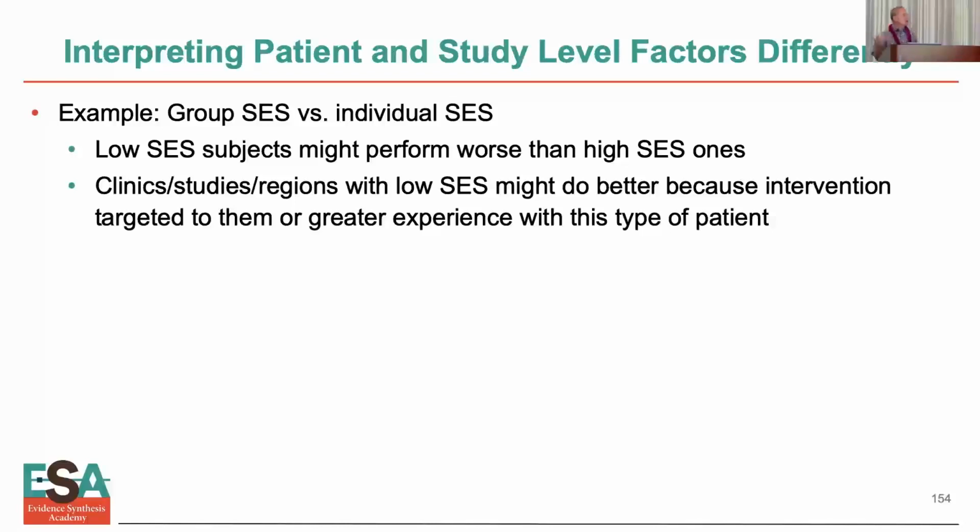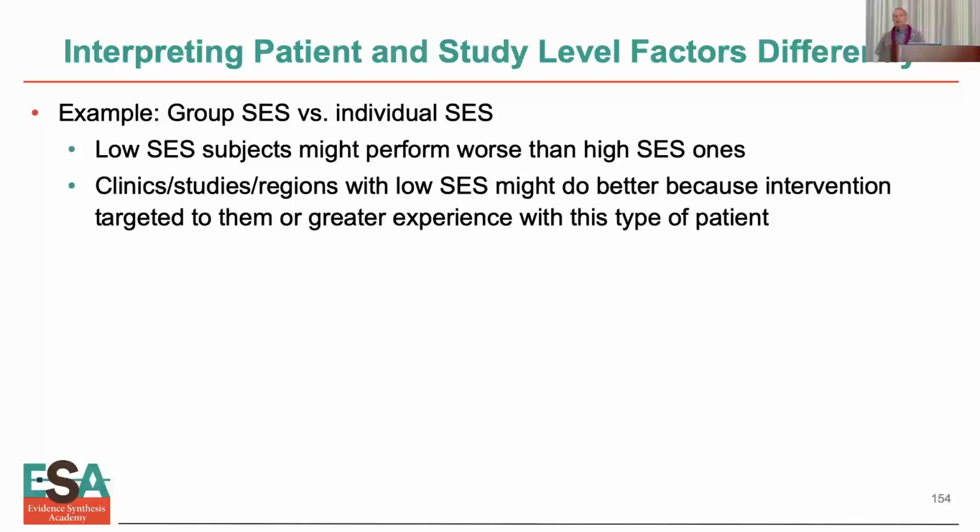And you find that the kids who come from the higher incomes tend to get into college more than the kids from the lower incomes, right? That's a fairly intuitive conclusion. But you might do a study where you actually had an intervention in the low socioeconomic groups. And so the studies or regions with the low status might do better than the ones with the high status, because the intervention is targeted to them, right?